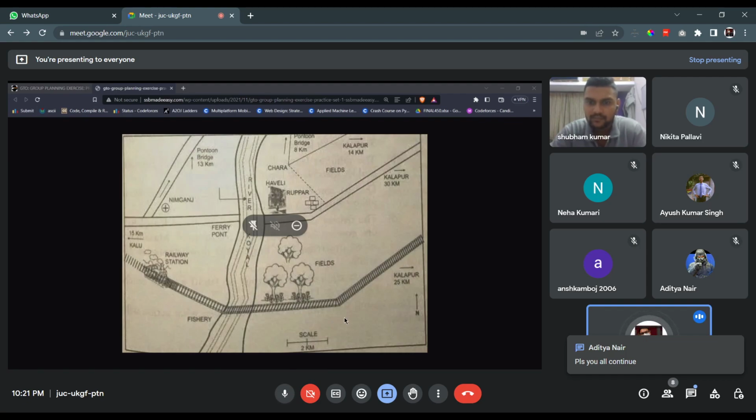So one thing that we can do is, since some of us are going to Nimganj, we can communicate that one could take back the boat from the fishery. Meanwhile, they are apprehending the terrorists at Chara. So one of us could take the boat towards Looper again, if that is feasible. Any suggestions?